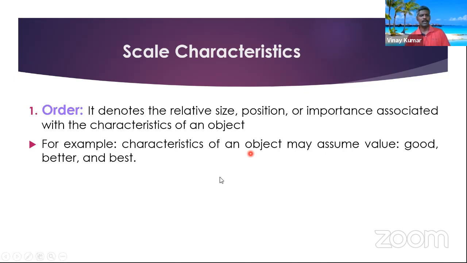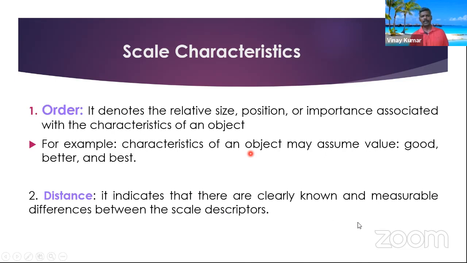The second important aspect is distance. Whether the scale indicates that there are clearly known and measurable differences between the scale descriptors. That's a very important feature that a scale has to fulfill. We can understand this with the example of an interval scale, where the researcher is trying to understand the difference between the two scale descriptors. That's a very important feature to be fulfilled in any scale that he selects.